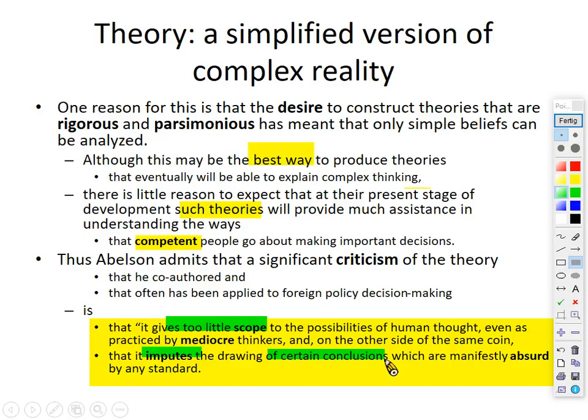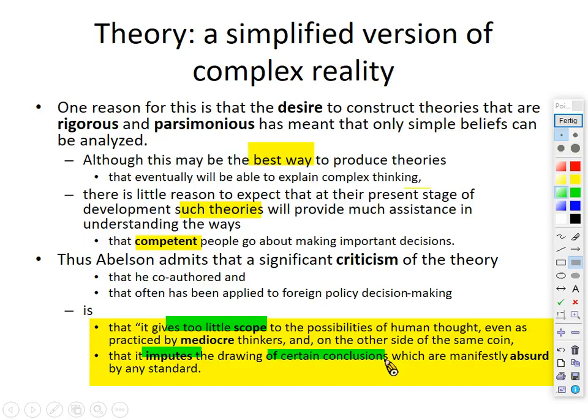So basically, a theory is a simplified version of complex reality. When we count on a theory to understand the matter, it would be very difficult for us to avoid one thing: we'll be forced to exclude a lot of other possibilities to understand the same issue.